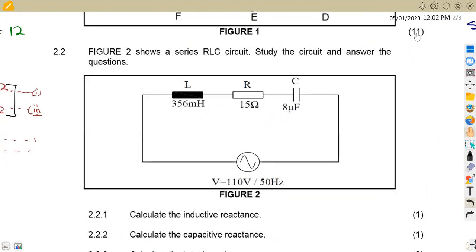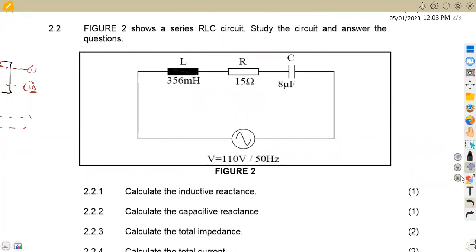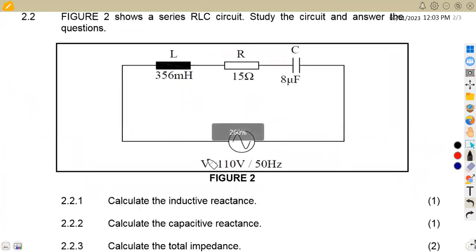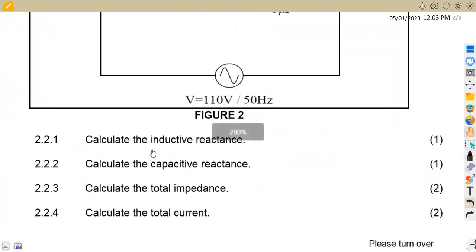So this was actually 11 marks. So on number 2.2, we are now given a figure to consider, whereby we are given Fig 2 showing a series RLC circuit. We are given the values of the inductor, the resistor, and the capacitor in this case, together with the voltage and the frequency of 50 hertz. So the question here is direct, guys, to calculate the inductive reactance, and that's 1 mark for that.